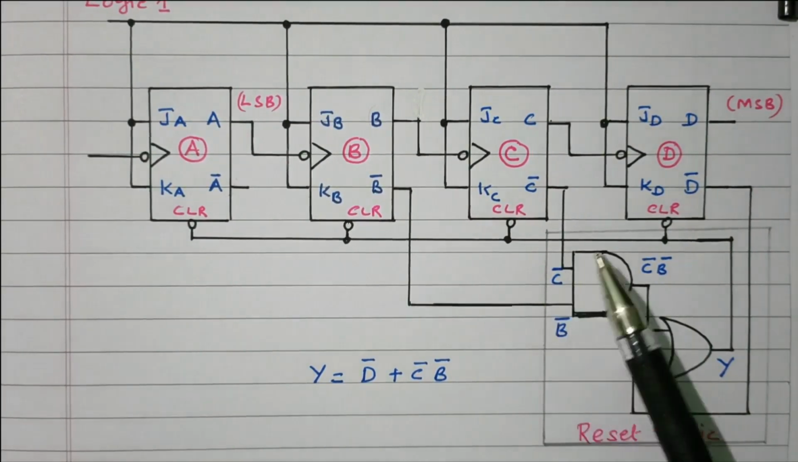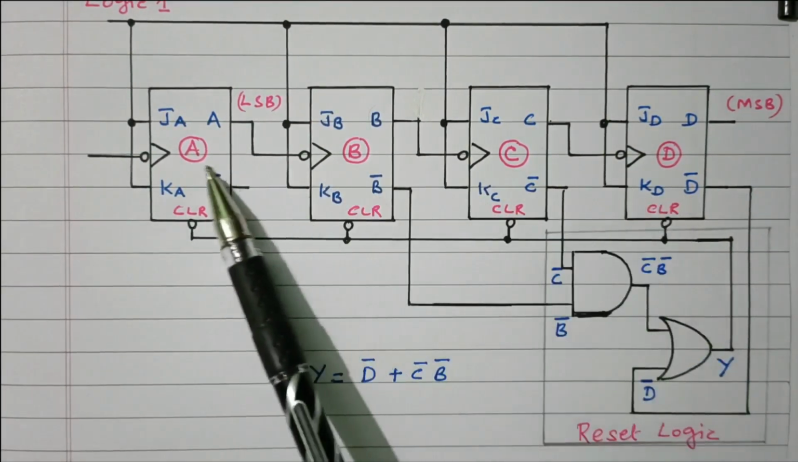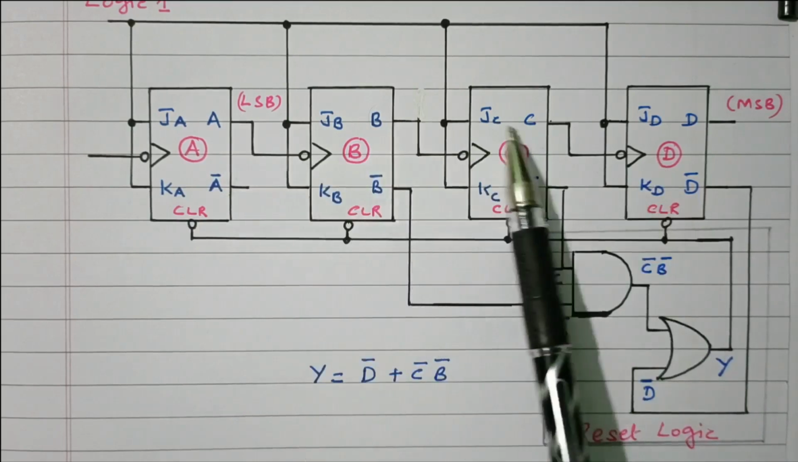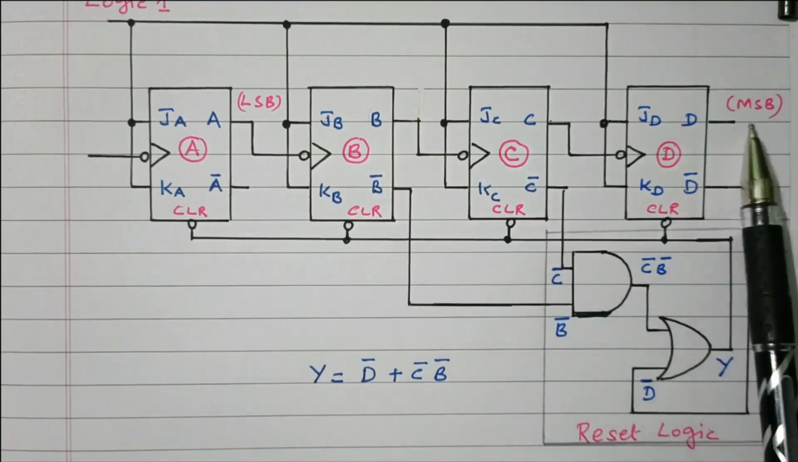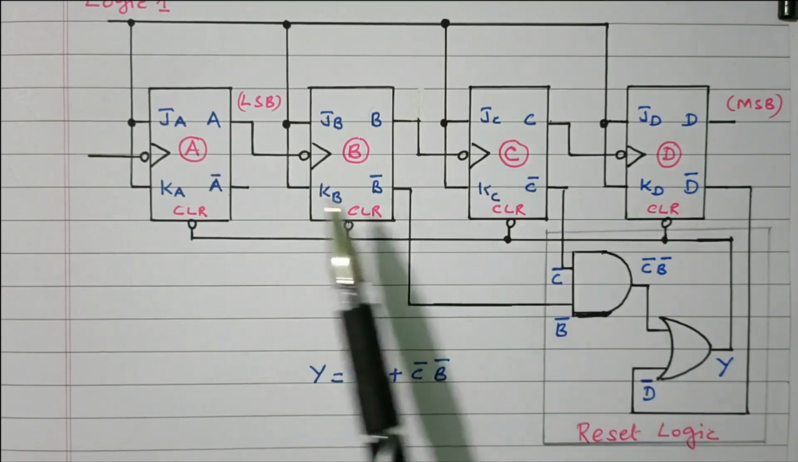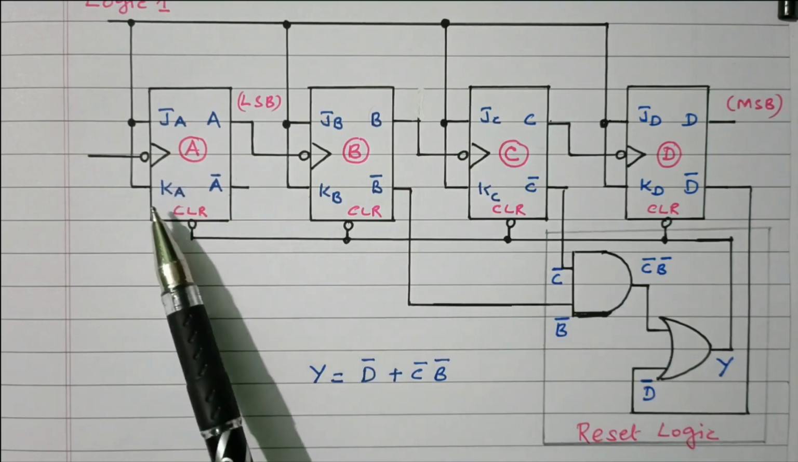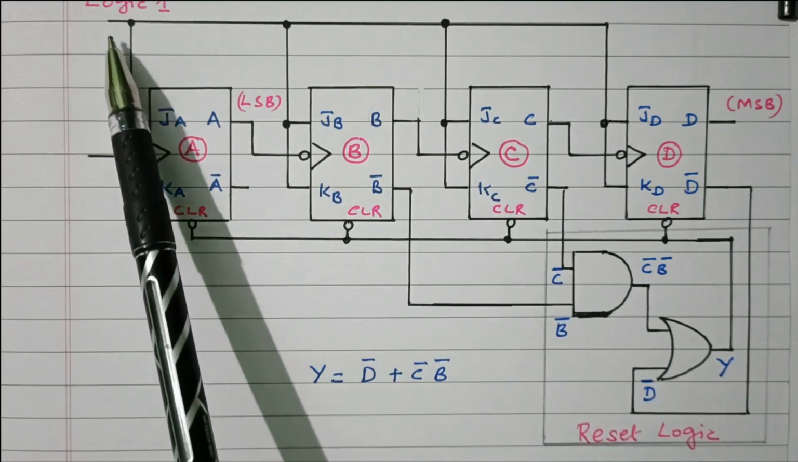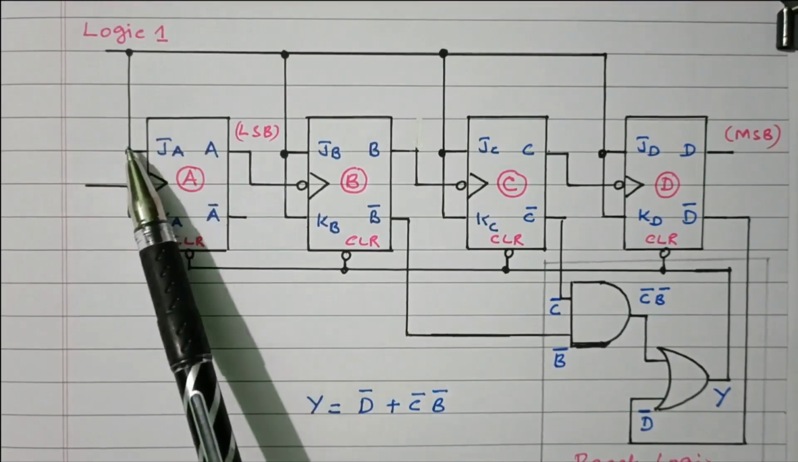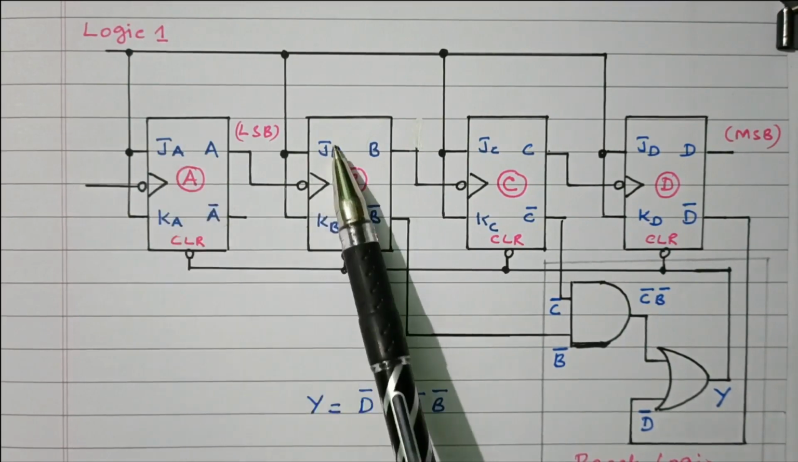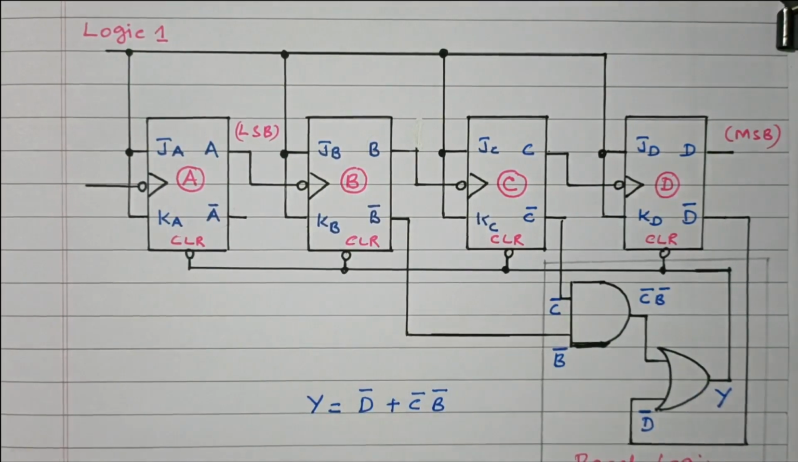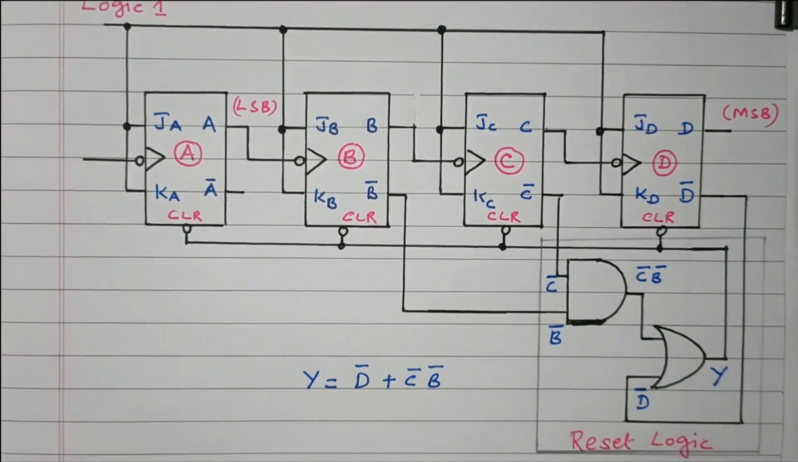So we already decided the four flip-flops are needed: A, B, C, D. These are the outputs, where D is the MSB and A is the LSB. We already know that we are using JK flip-flops. All the flip-flops are given logic 1, logic high, for both J and K: JA, KA, JB, KB, everything receives the high input.